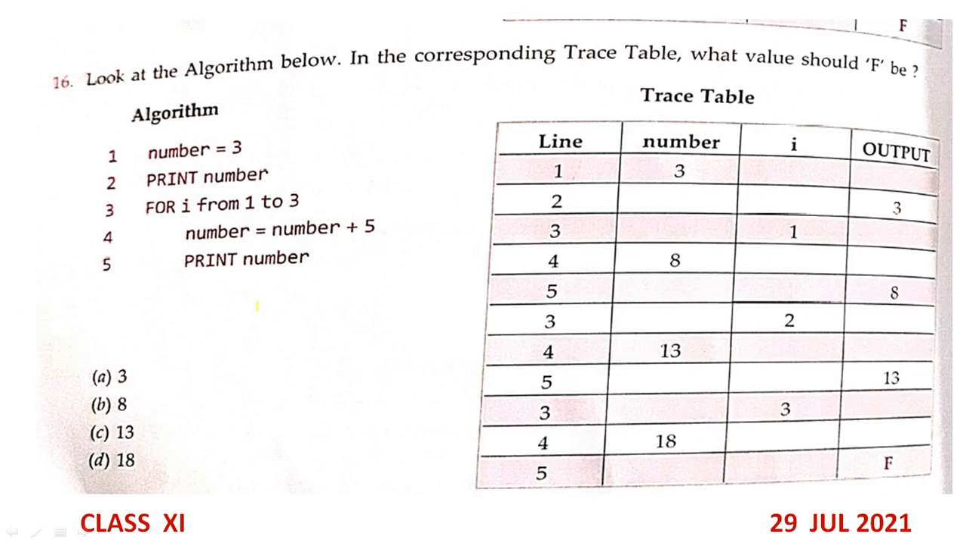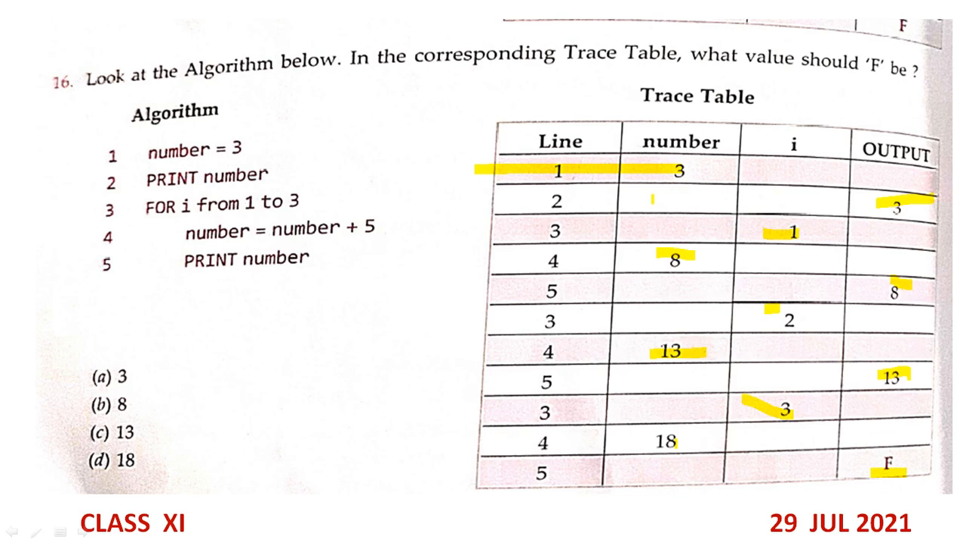Question number 16. Look at the algorithm below in the corresponding trace table. What value would F be? Now let us see. Same logic, same program is given. You can see here at line number 1, number will be 3, then it will be printed. Line number 3, now I will become 1, therefore 3 plus 5 it will be 8, 8 will be printed. I becomes 2, 8 plus 5 will be 13, 13 will be printed. Now 3, 13 plus 5 it will be 18 and 18 will be printed, right.